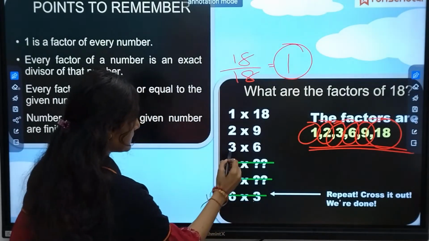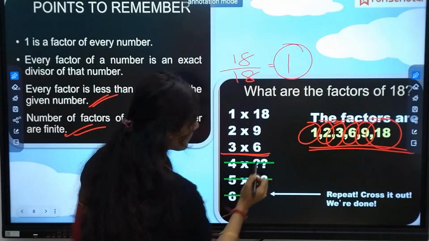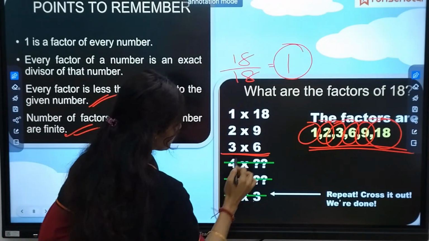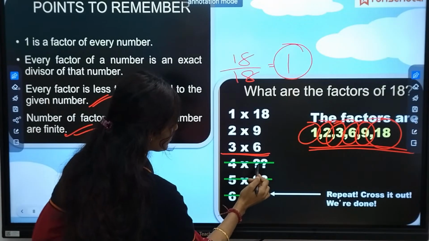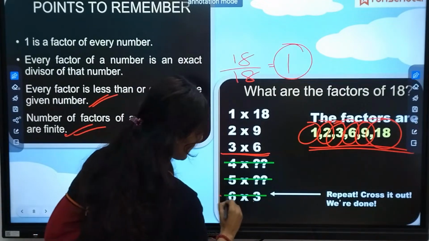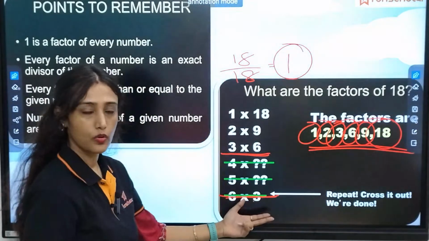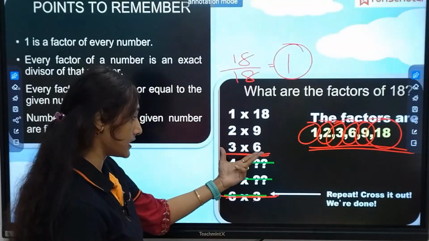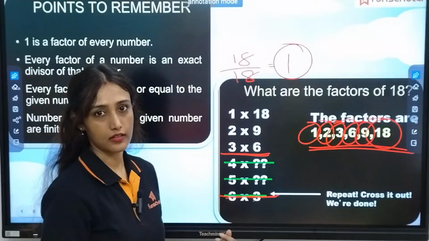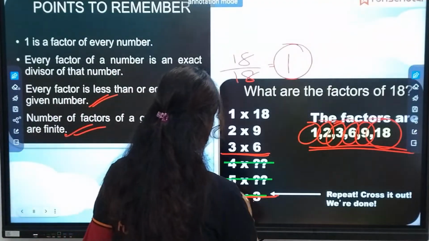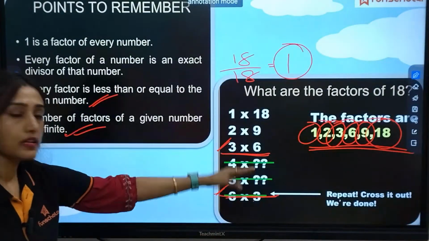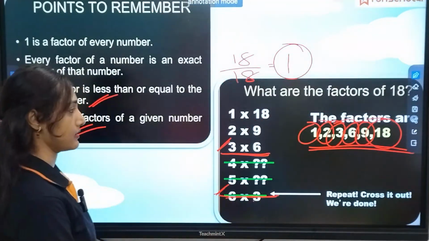And just see, 3 into 6. So I have seen that factors of 18 will be 3 and 6. So in the next series, 4 into 4 cannot happen. 6 into 3, I am just crossing out. Once I have done 3 into 6, you don't need to repeat 6 into 3 again. This is just the process of eliminating the same factor again and again. Okay.